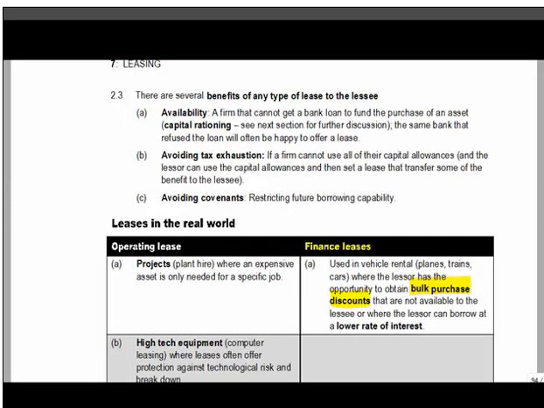A finance lease may also be cheap because the leasing company can borrow at a lower rate of interest than a small to medium-sized enterprise can. So the leasing company can take out a cheap loan and use it to acquire the assets, and then rent the assets over the long term to small to medium-sized companies, again at a rate that's mutually beneficial.